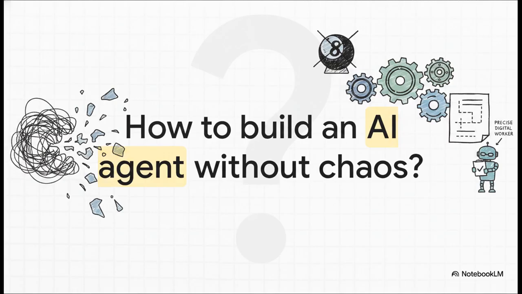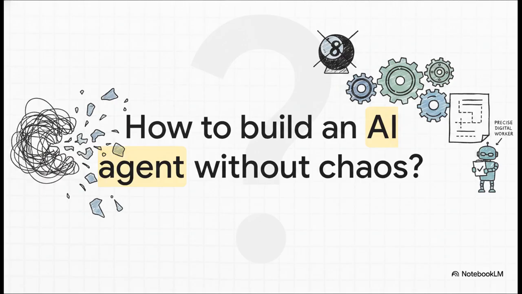We all know the problem here, right? You ask a large language model to do something complex, and the output is often just chaos. You get unstructured text, totally forgotten instructions, and basically a complete inability to string together multiple steps reliably. So, how do you build an AI agent without all that mess? Well, you don't treat it like a magic 8-ball. You have to treat it like a system.